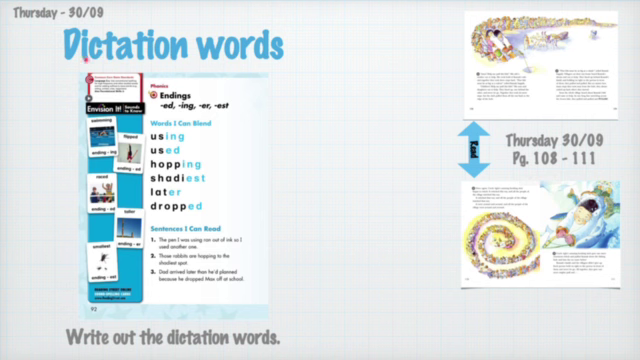Today we revised our dictation words of the week from page 92 of your Reading Street. We practiced writing using, used, hopping, shadiest, later, and dropped. We revised the endings of those words ending with ed, ing, er, est. So we focused on those words and we practiced writing them. We also carried on reading Kumak's Fish, pages 108 to 111.